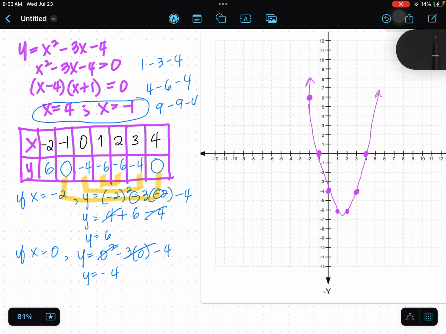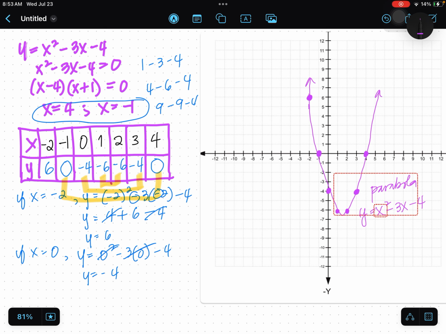And then, this is now the shape of your graph. It should look like sort of a V or U. This is what you call a parabola. Then, of course, please label your graph correctly. So that's how you graph. Okay?